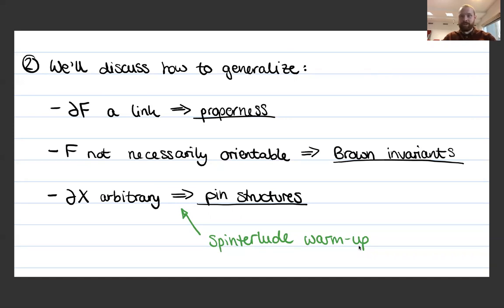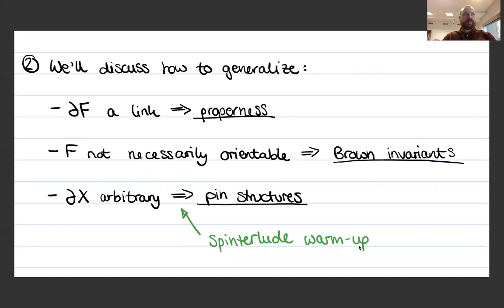So in particular, you don't need to insist that the boundary of F be a knot, it can be a link, but when you try and make this generalization, you're led to this condition of properness on your link. You also don't need to insist that F be orientable, and when you drop the hypothesis that F be orientable, you're led instead of Arf invariants to so-called Brown invariants.